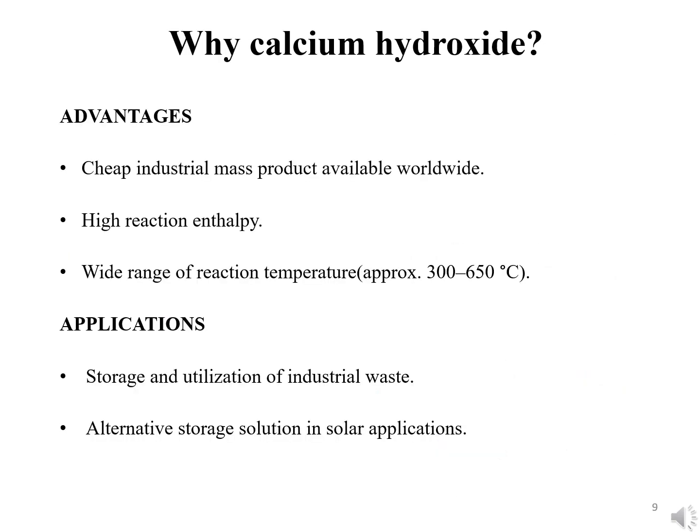Now the question is why we selected calcium hydroxide instead of other materials. So calcium hydroxide offers various advantages, such as it is a cheap industrial mass product and abundantly available worldwide. Secondly, the reaction enthalpy is high, leading to high possible energy storage densities. Also, the charging and discharging temperature of the reaction can theoretically be adapted in a wide range of approximately 300 to 650 degrees Celsius. The applications of the system could potentially be beneficial for many high temperature processes such as storage and utilization of industrial waste heat, or as an alternative storage solution in future concentrated solar power plants.